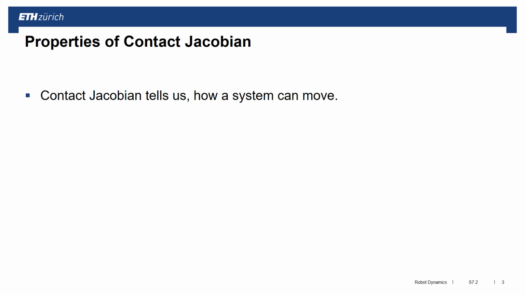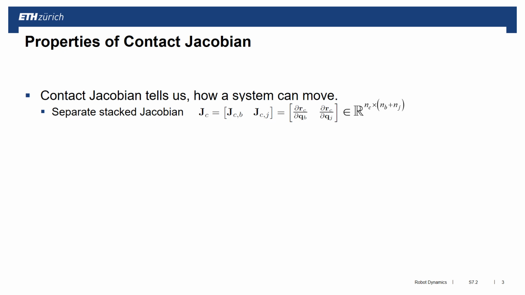To analyze the controllability of the base, we have to analyze the properties of the contact Jacobian. And to this extent, we have to split this contact Jacobian into two subcomponents: a subcomponent which depends only on the base coordinates and a subcomponent which depends on the joint coordinates. So in other words, we have a constraint, dr with respect to the qB, so with respect to the base coordinates, and the same constraint with respect to the joint coordinates.